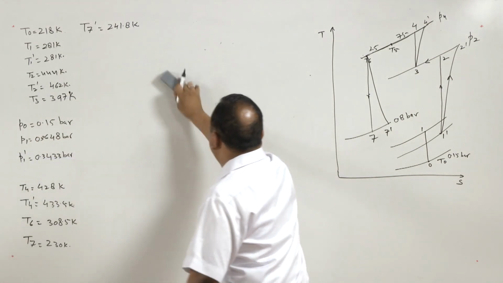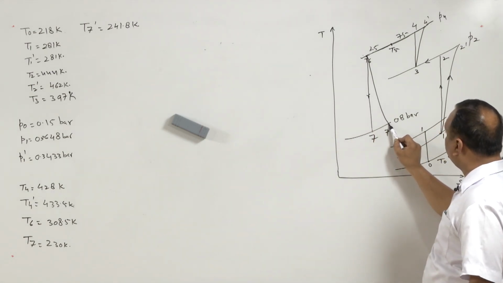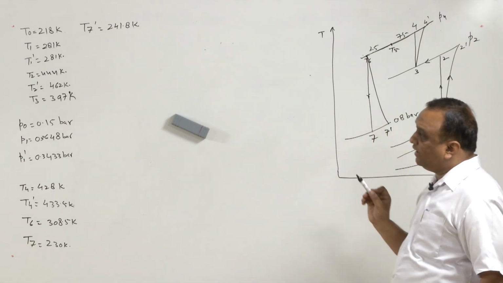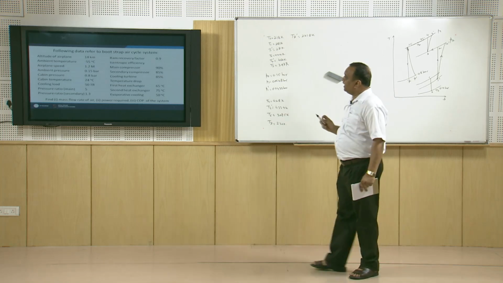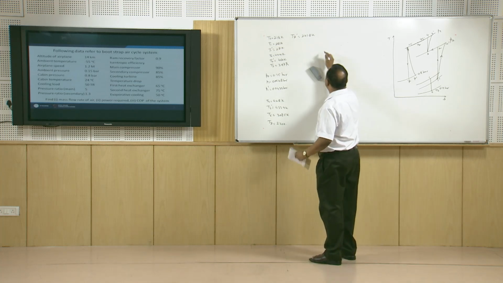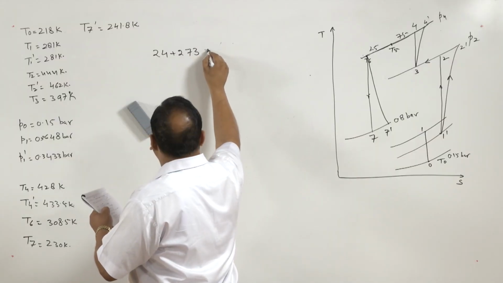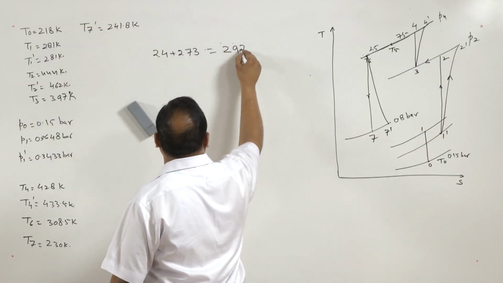Now, we have the temperature of air which is used for the cooling purpose, and the inside temperature is maintained at 24 degrees centigrade. So, 24 degrees centigrade will turn out to be 24 plus 273, which is equal to 297 Kelvin.